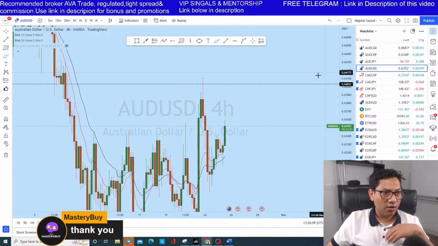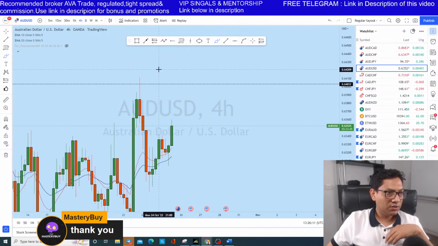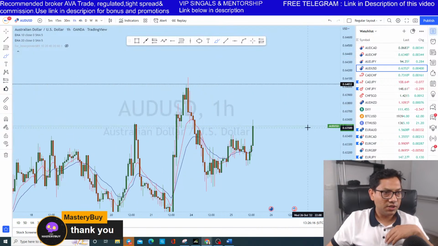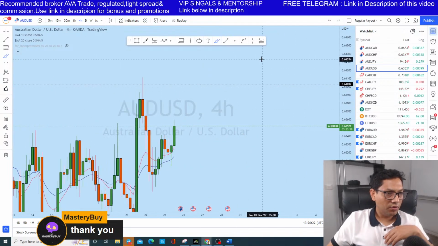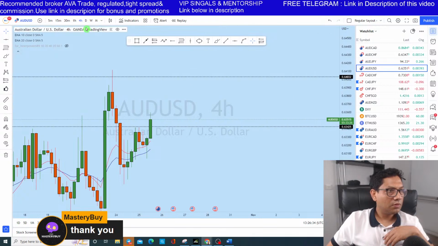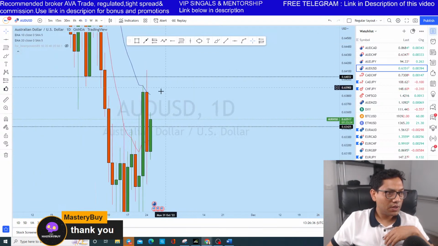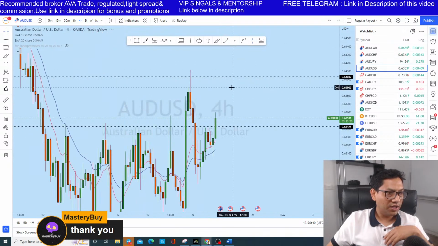Okay, so AUD USD, let's look at the hourly chart. We see a strong movement happened on AUD USD. I think after coming to this level, AUD USD will have another bounce. I think at least it will go to this 20 period moving average area today.